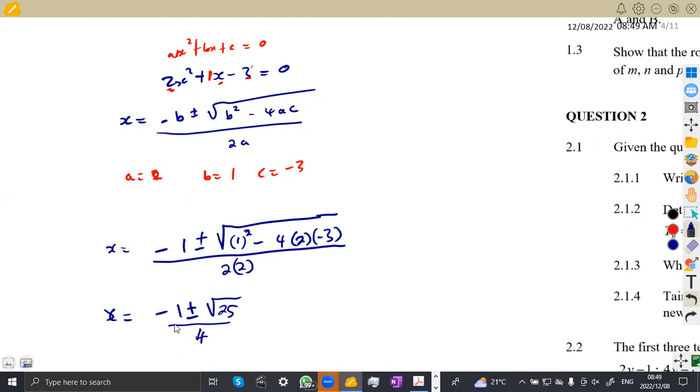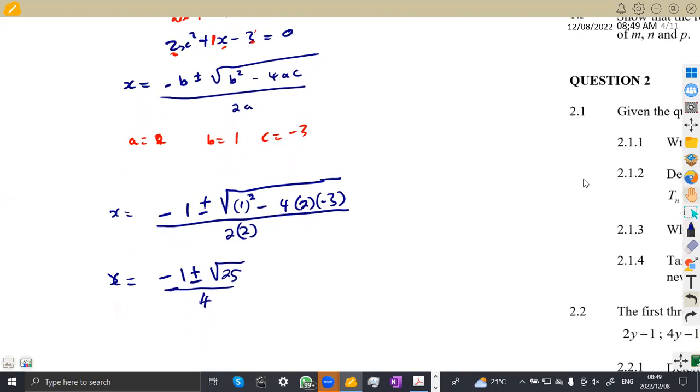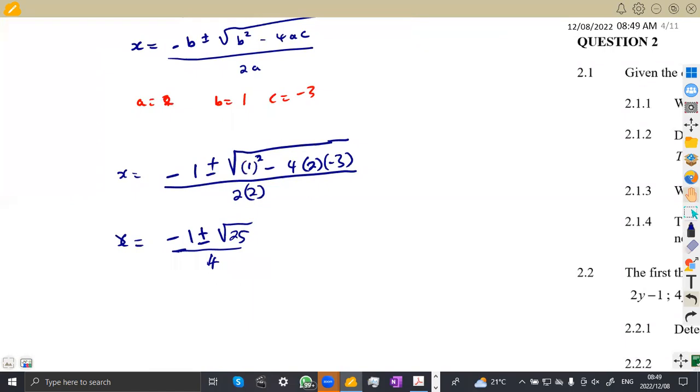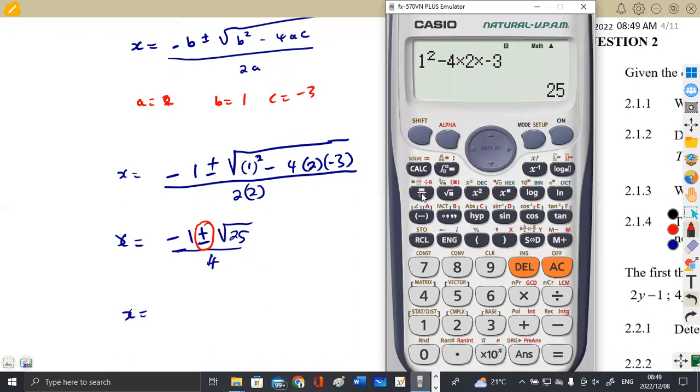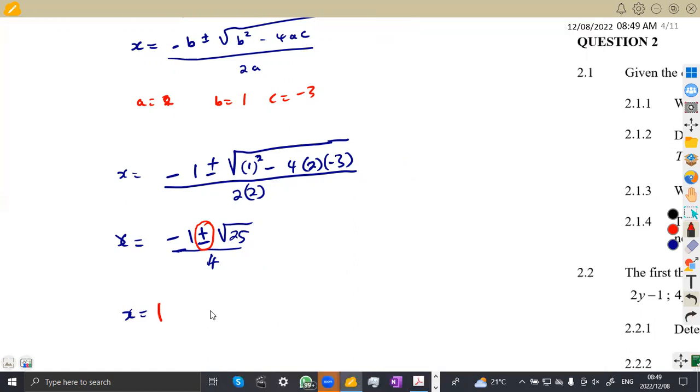From this part, we shall have two possible values of x by separating the plus or minus that we have. Take note, we have plus or minus here, so we're going to separate that. You can just use your calculator: negative 1 plus the square root of 25, everything over 4. That's the first answer, which is 1. So x is equal to 1.